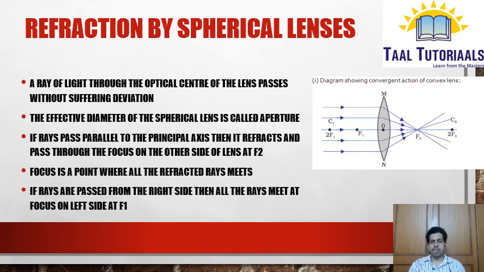Always it meets at a point on the opposite side. Whichever side you are passing the light, it is just refracting and going to the other side. It is not like a mirror. In a mirror the reflected rays will meet on the same side, yes or no? But here it is not like that, it will meet on the other side. Keep that in mind.